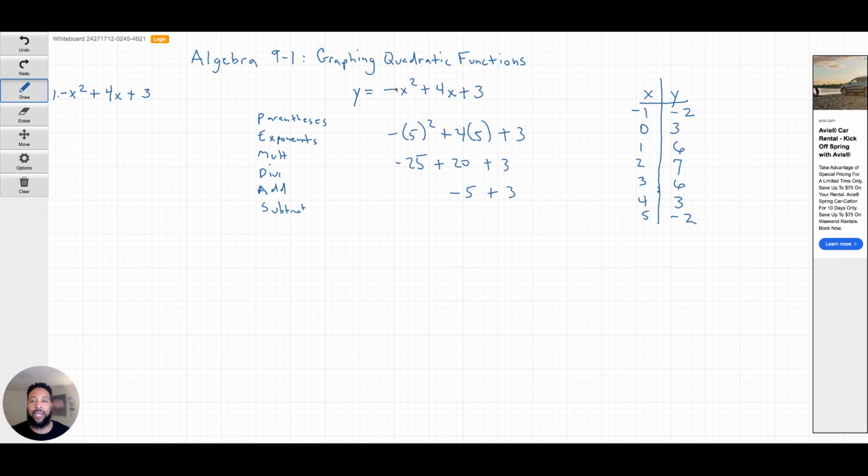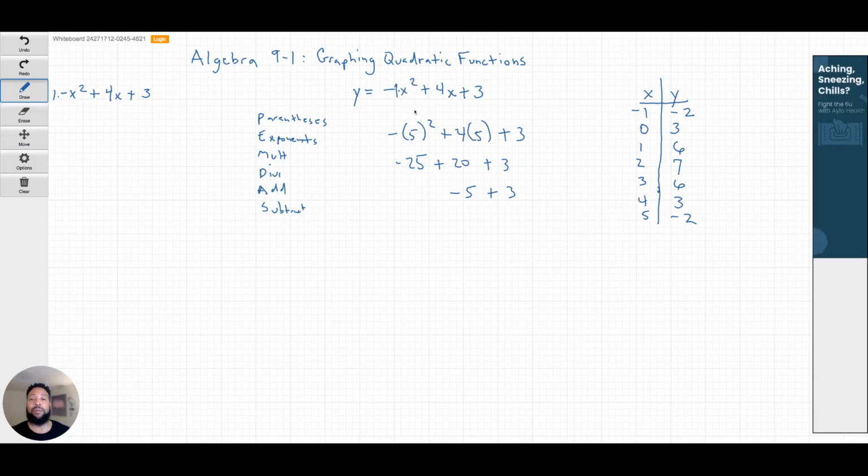So technically, here is a negative 1 times. So you would use the exponents first and then multiply by the negative 1. So hopefully that helps. Hopefully that makes sense. So now we can get ready to graph our coordinates to see what a quadratic function looks like.